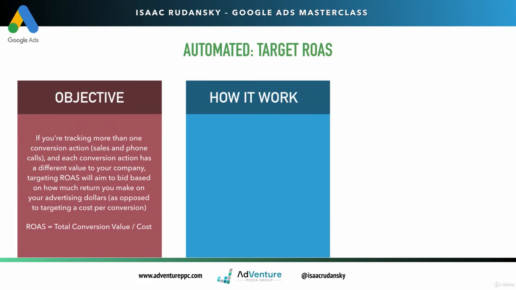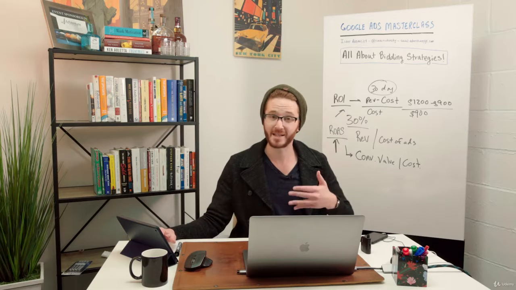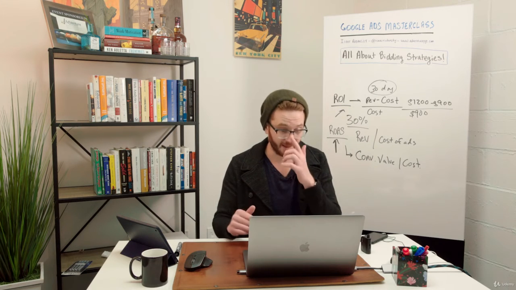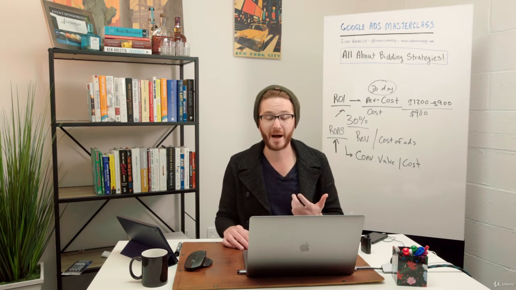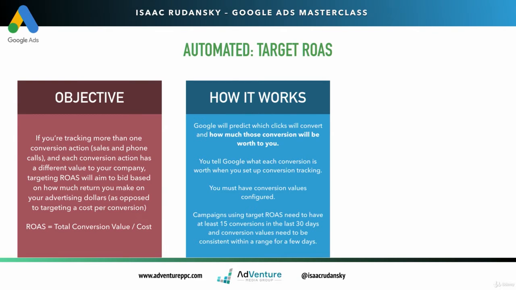How it basically works: Google will predict which clicks will convert and how much those conversions will be worth to you. That's from the algorithmic perspective. You're not bidding at a cost per click level. Google's going to choose exactly what bid to enter into the auction, based on what Google knows about your historic conversion rate and your conversion value. You tell Google what each conversion is worth when you set up conversion tracking. Or if you're running an e-commerce store, you'll have dynamic conversion value, which will read the total in the cart after somebody checks out and pull that information back into Google. But you must have conversion values configured. You cannot use this bidding strategy if you do not have conversion values configured.